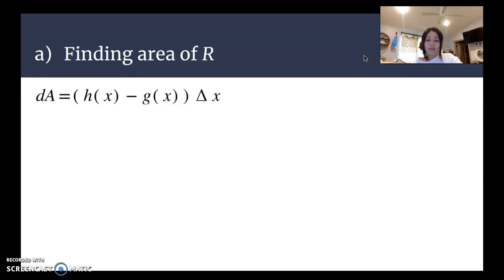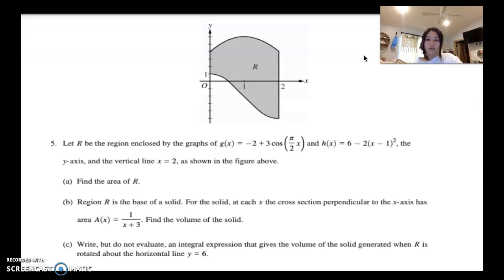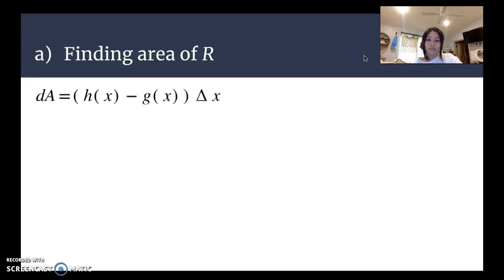So I knew that h of x was the upper graph because if you go back to the problem, what I did was I substituted in 0 to find the y-intercepts of both graphs. When I substituted in 0 for h of x, I found that the y-intercept was 4, and when I did the same thing for g of x, it was 1, so I could tell that h of x was the upper region.